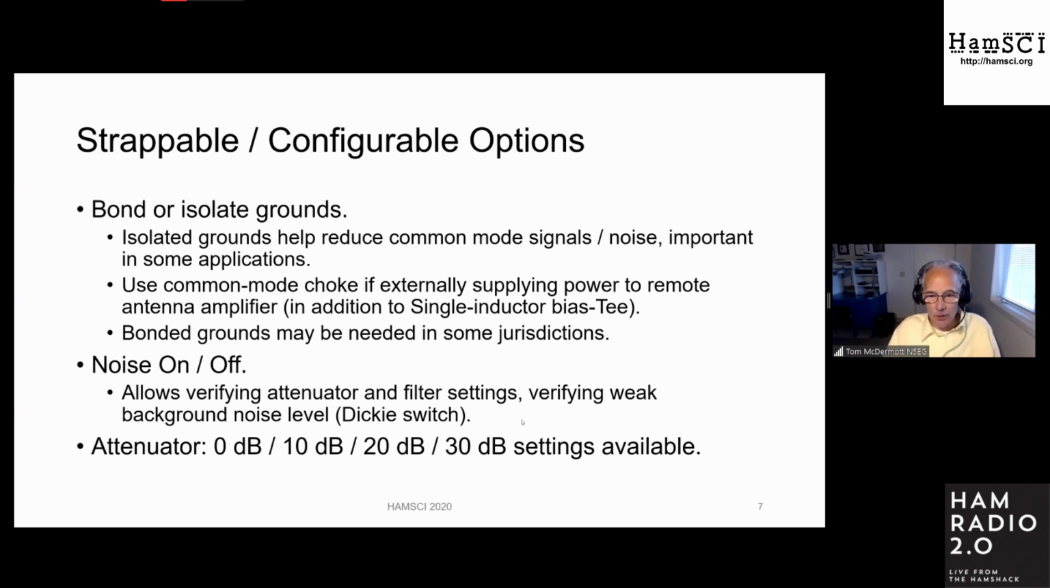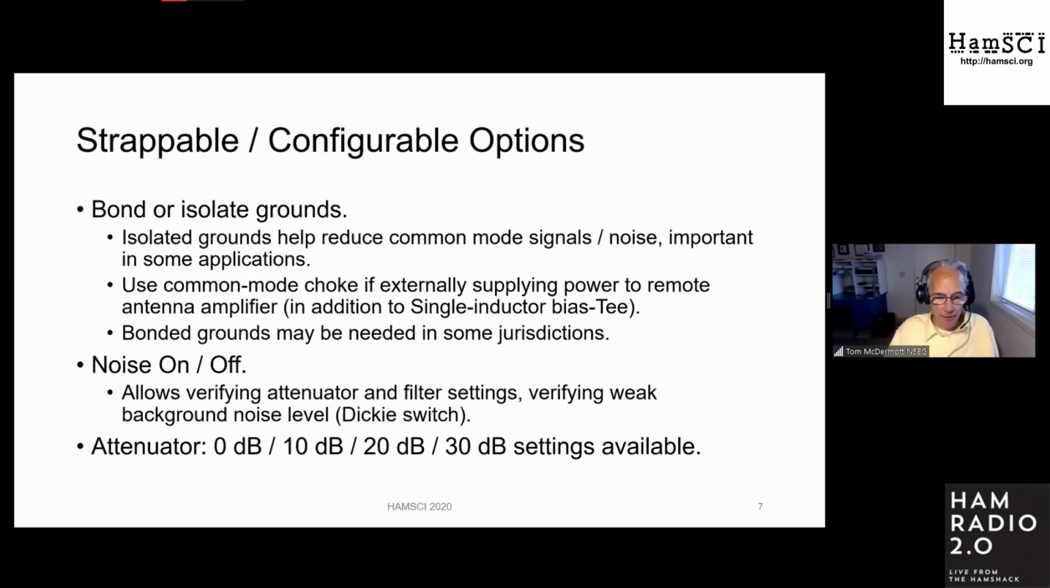If you use a powered remote external antenna, some antennas, for example, small powered loops or small powered dipoles, may need power. And so I'll talk in the next slide or two about how to do that. Bonded grounds may be needed in some jurisdictions. There are some places where the input ground is required to be bonded, and so there is a bonding jumper for those particular applications. The noise source has a couple of options.